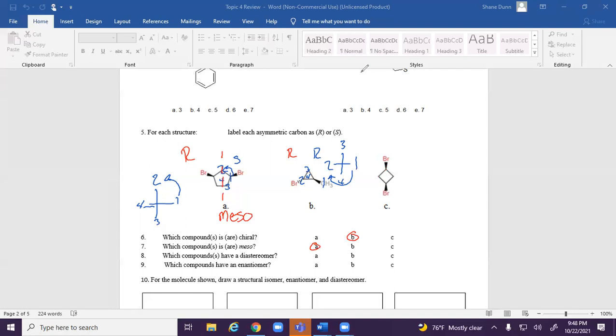So which one can have diastereomers? C can, right? Because if I make this one a dash, that's technically a diastereomer, correct? Chiral compounds always have diastereomers. And even meso compounds have them. Every molecule that has R, S or cis-trans has diastereomers. However, the only one that has an enantiomer is the only one with chirality, and that is B. Only chiral compounds can have enantiomers. Meso compounds can't, and non-chiral compounds cannot. So C cannot have an enantiomer because it's not chiral. A can't either because it's meso. That makes some sense?